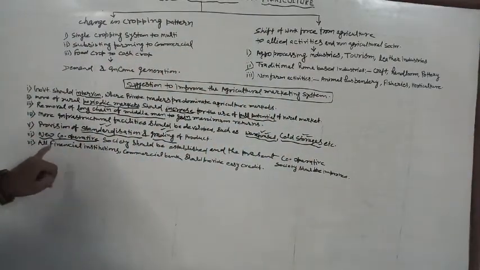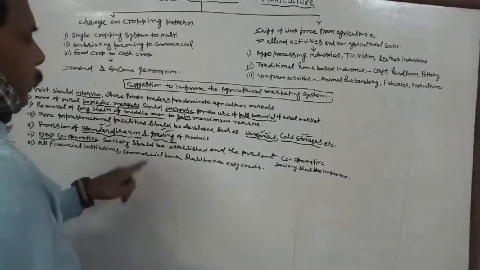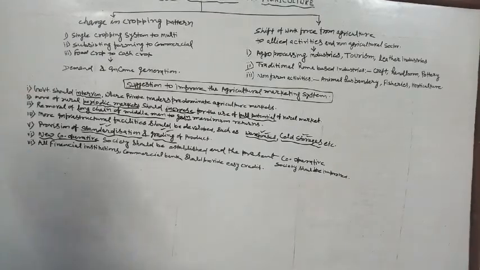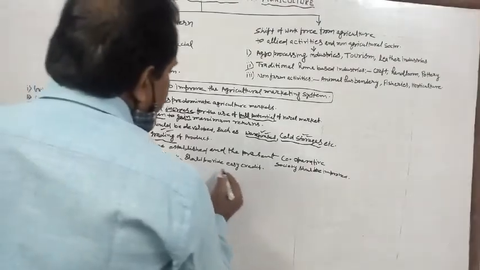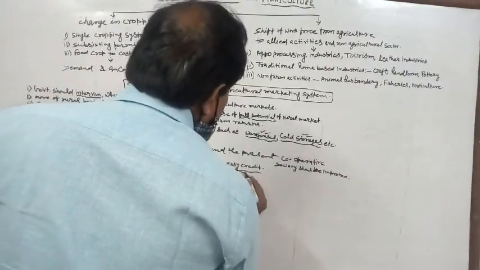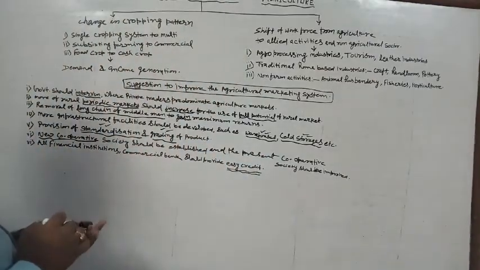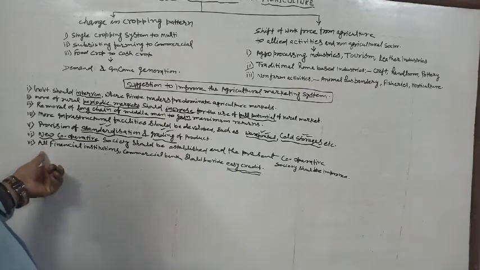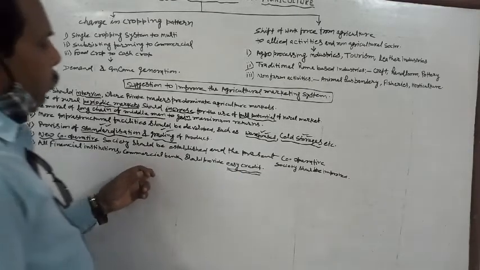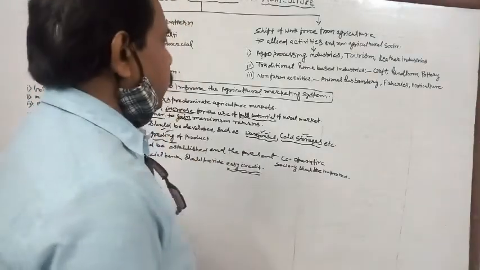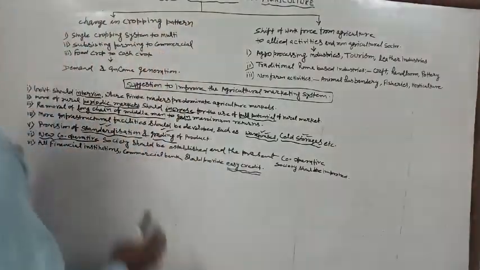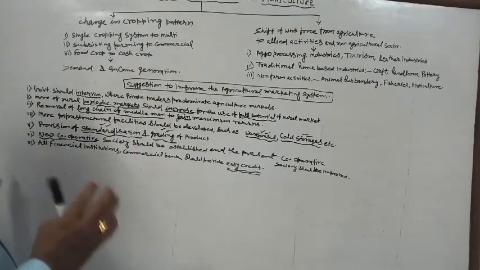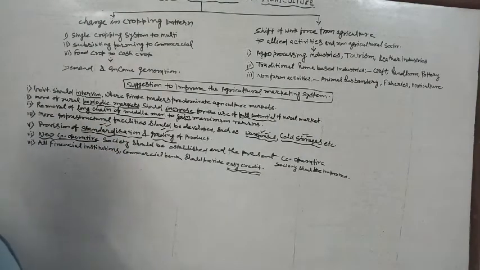Next, all financial institutions such as commercial banks and rural development banks should provide easy credit. They should give loans to the farmers at a very low interest rate. In this way, if the government takes some steps, the rural credit market can solve the problems of the farmers.